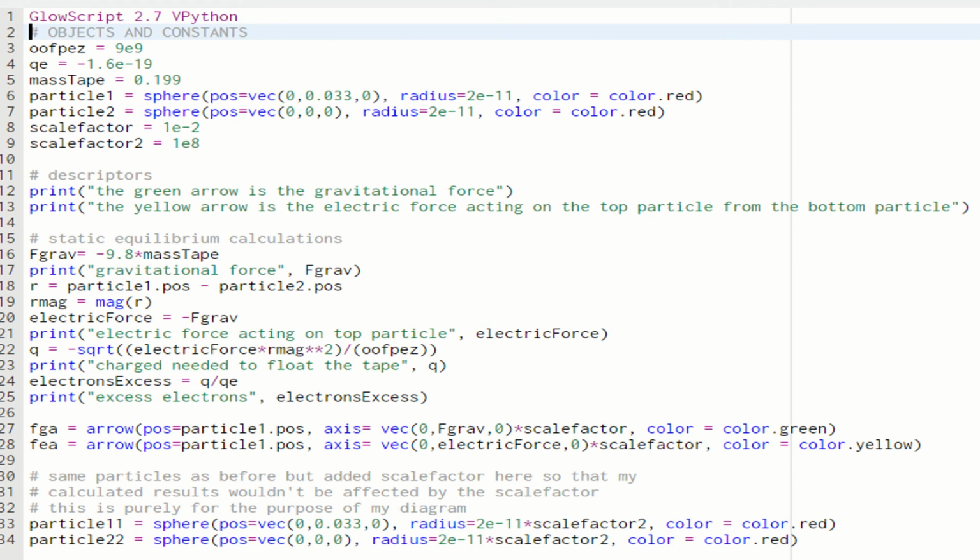Here's my code. I define my constants in the first few lines. Also, particle 1 here is my top tape, particle 2 is my bottom tape. And then in line 22, you can see my equation solving for Q, which is where I did the algebra as I stated in one of the previous slides.